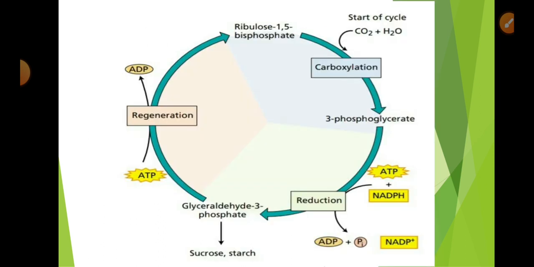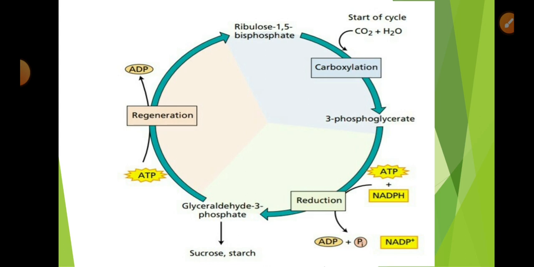Here is the graphical representation of these 3 stages of the Calvin cycle, where in the first stage ribulose 1,5-bisphosphate is converted into 3-phosphoglycerate by the carboxylation reaction. This is the start point of the Calvin cycle, where carbon dioxide is fixed by the important enzyme Rubisco. In the second stage, 3-phosphoglycerate is reduced into glyceraldehyde 3-phosphate.